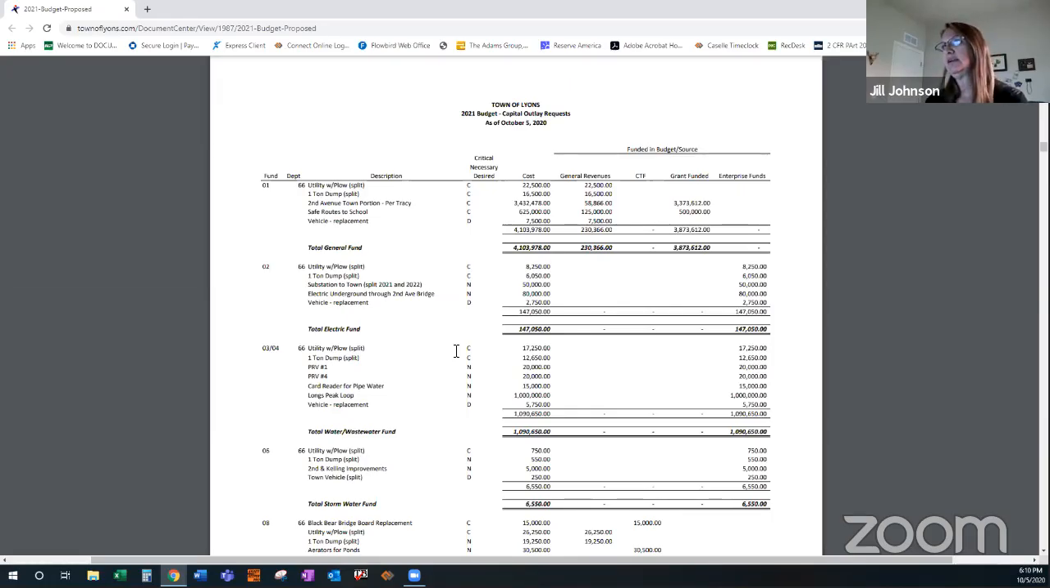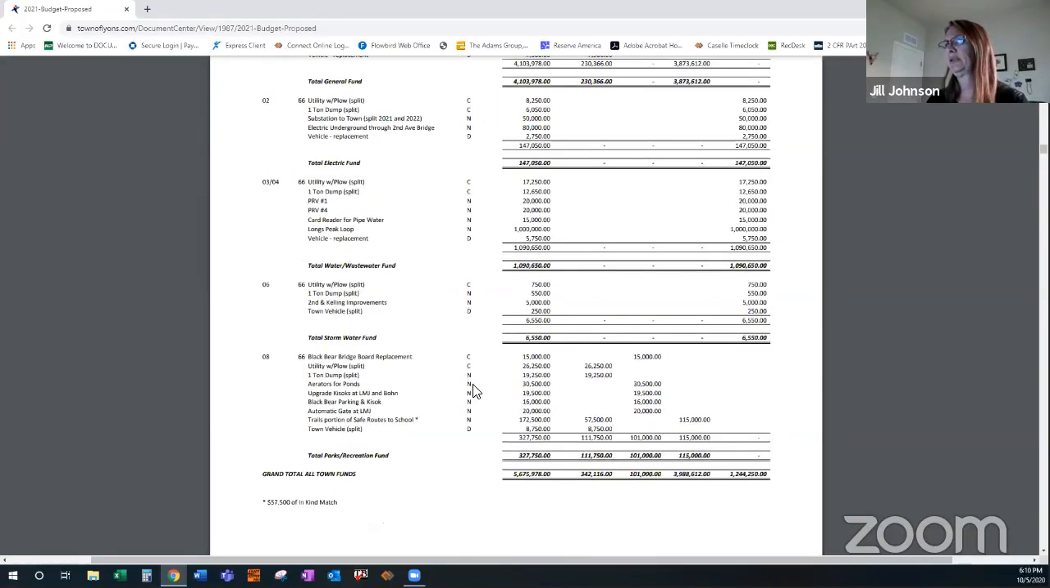Then we look at the cost. We look at how we're going to fund it. So all of these are currently being funded. We have some of it from general revenues. CTF is our conservation trust fund. So that's our lottery money that we get from the state every year. It must be spent on parks and recreation type of services or equipment or anything like that. And then we have things that are grant funded. So we've got our Safe Routes to School in here and our 2nd Avenue Bridge. We've got that all in here as grant funded. And then we also have our enterprise funds, which are funded separately from our general revenue. So that's what that chart is showing you.